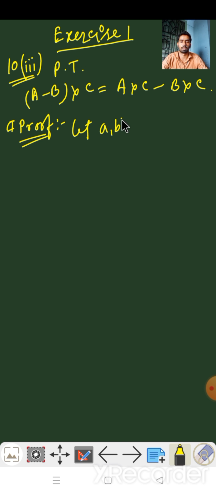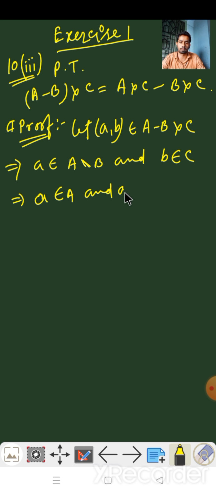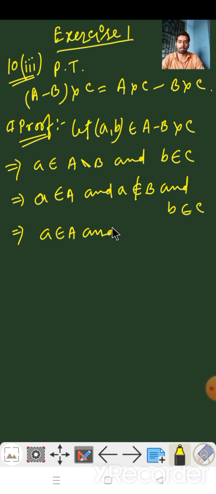Let an ordered pair (a, b) belong to (A difference B) cross C, which implies that a belongs to A difference B and b belongs to C, which implies small a belongs to A and small a does not belong to B and small b belongs to C, which implies small a belongs to A and small b belongs to C. And we can conclude that small a does not belong to B and small b belongs to C.